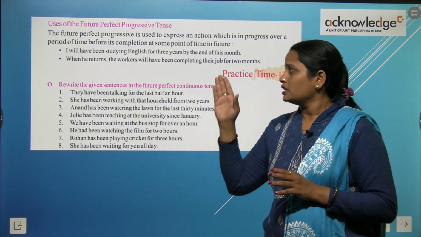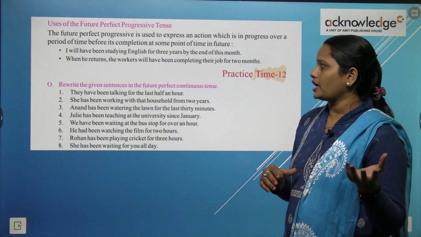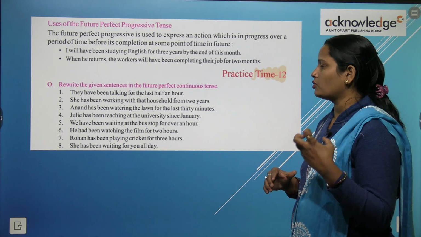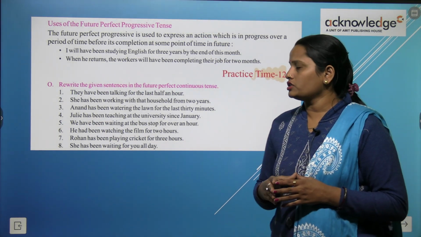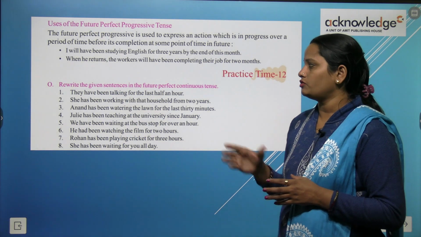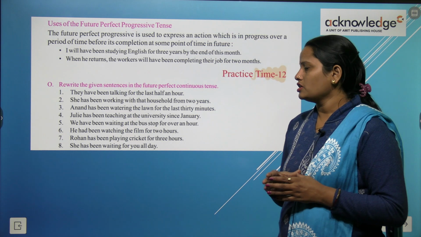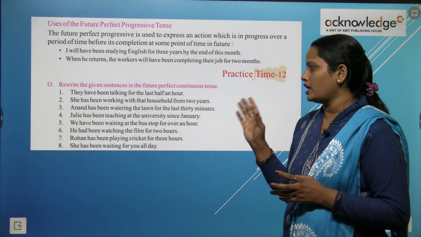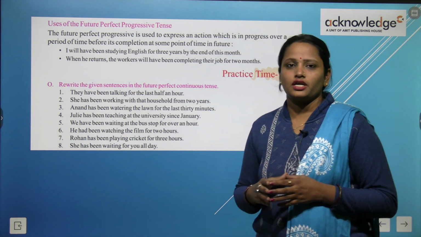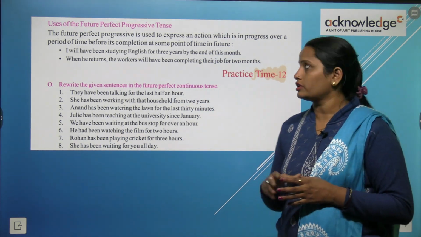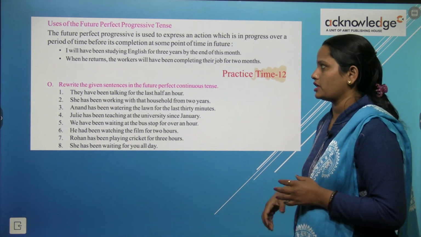When he returns, the workers will have been completing their job for 2 months. तो जब वो वापस आएगा तो वर्कर जो है अपने जॉब को कंप्लीट कर लेंगे 2 महीने से ज़्यादा. Now here children, complete the exercise. Here you have to rewrite the given sentence in future perfect continuous tense. They have been talking for the last half an hour. So here children, complete this exercise as we have completed the future perfect progressive tense. On the basis of that, you have to complete this exercise.